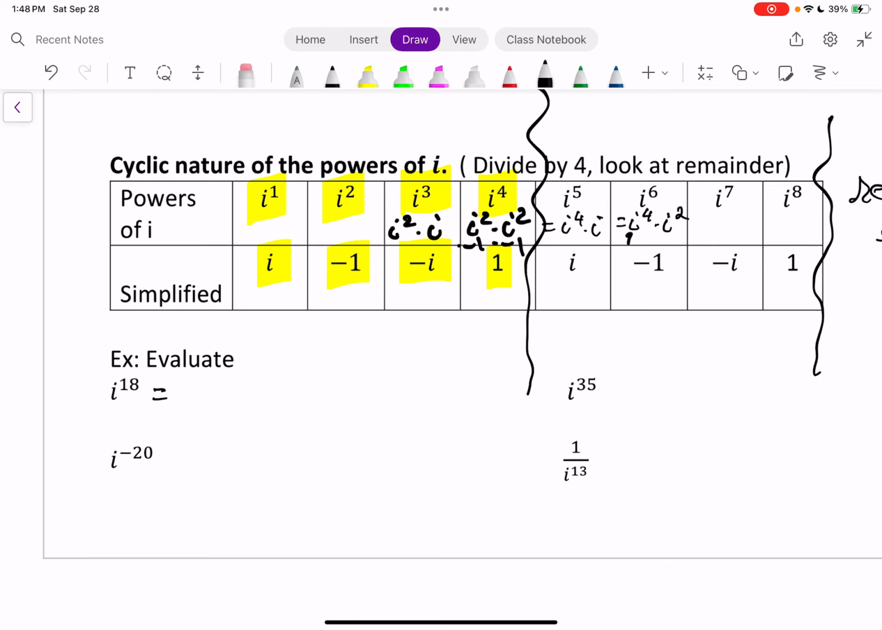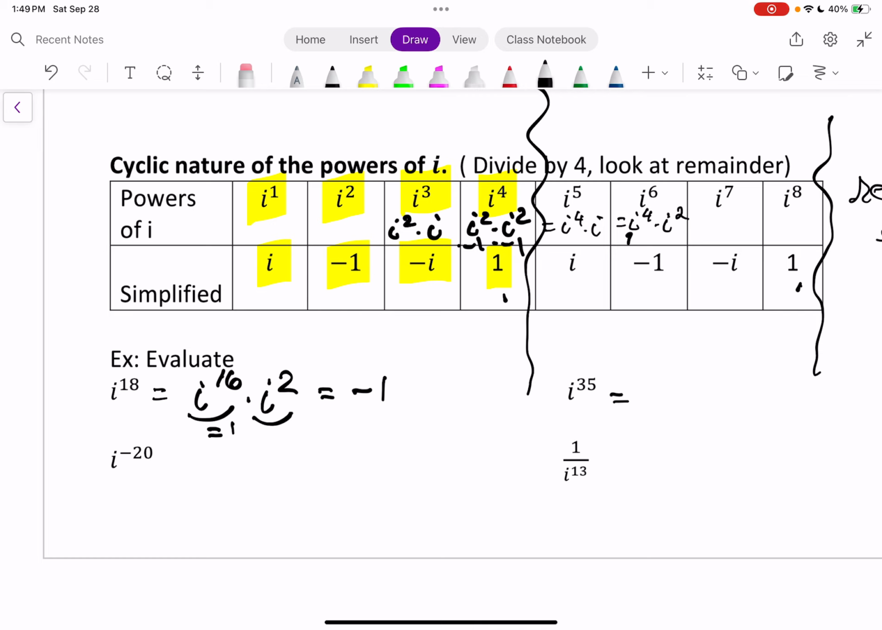So by the way, you can think of multiples of 4. 18 is 16 plus 2. i to the 16th is a multiple of 4, so it fits as a 1, right? So it's the same as i squared, which equals negative 1.